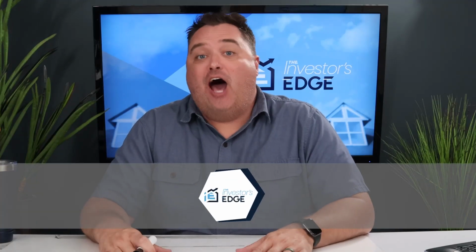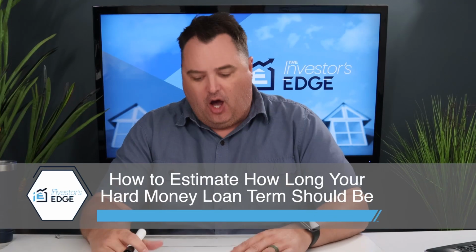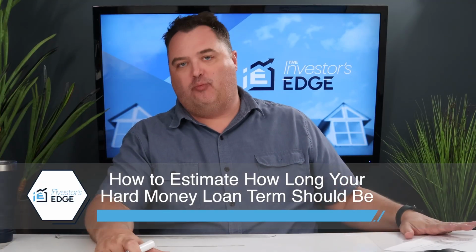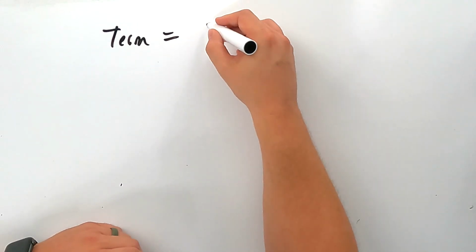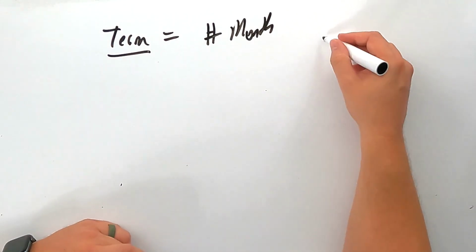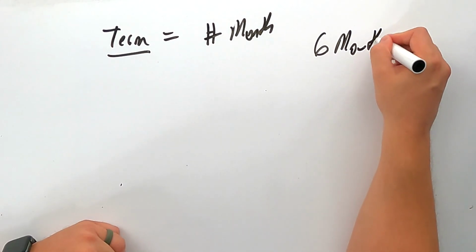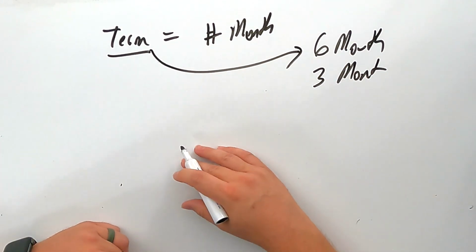How to estimate how long your hard money loan term should be. All right, guys, when we're talking about term, we're talking about time periods. When we talk about term, this is going to be number of months, right? So what's the term of the loan? 6 months, 10 months, 12 months, 3 months. When anybody says term, they're basically saying, how long is it for?